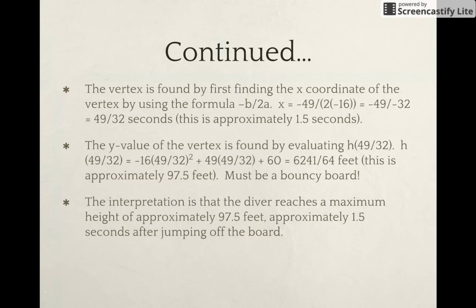If we think about this setting, we find that this result is shocking. A diver is 60 feet high. Her board is 60 feet high. And we have just found that she reaches a height of 97.5 feet. When I first came up with this example, I realized that this maximum height was going to be too high. That is, the diver probably is not jumping 37.5 feet.